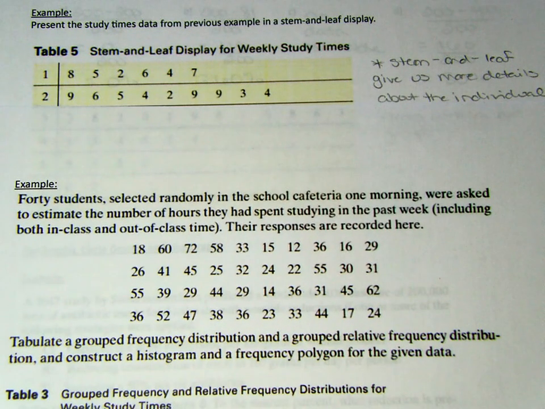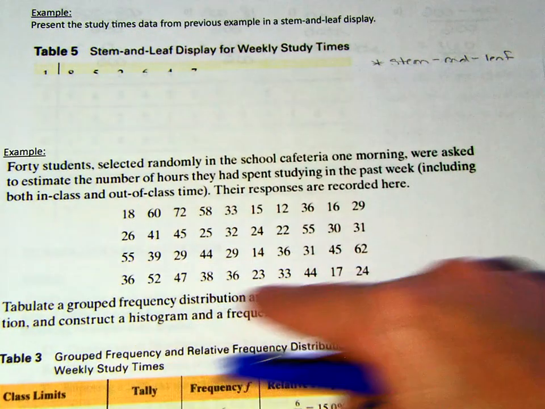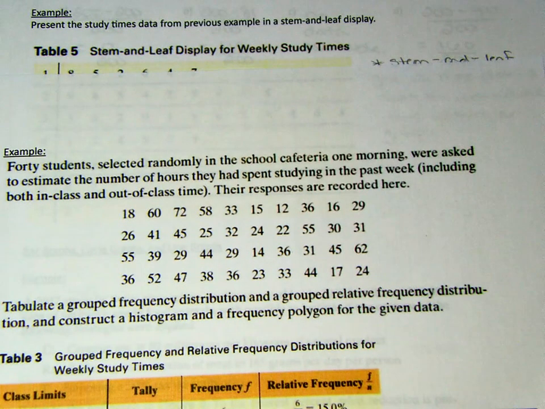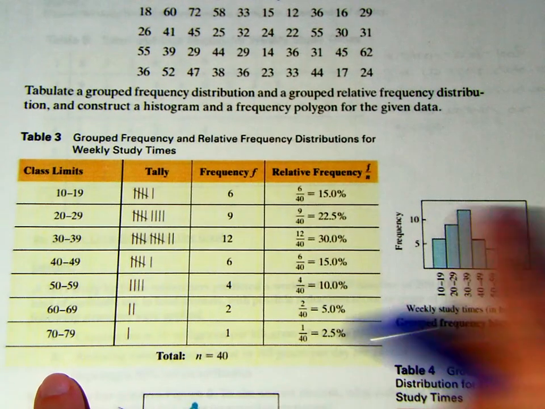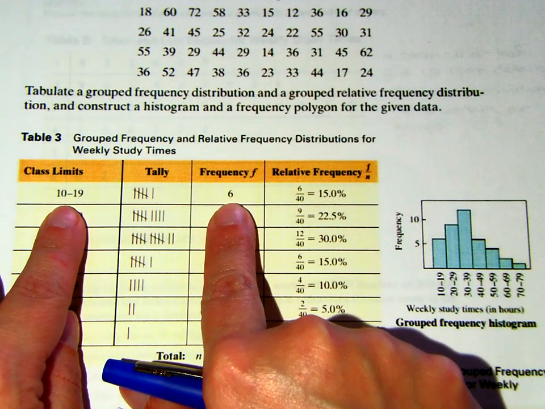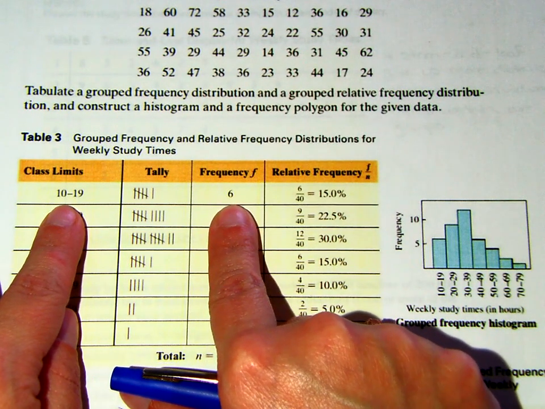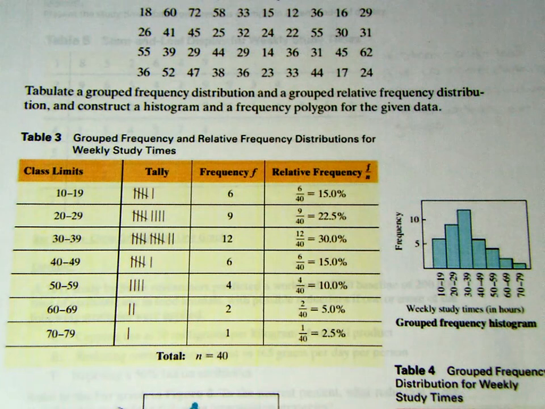Whereas with our table, with our frequency and the grouped things, we just know that 6 of them lie between 10 and 19. We don't actually know what those values are. We don't know if they're all 10. We don't know if they're all 19. We don't know what they are. We just know that 10 different students studied between 10 and 19 hours. With a stem and leaf, I can say, well, one student studied 18, and so on and so forth.